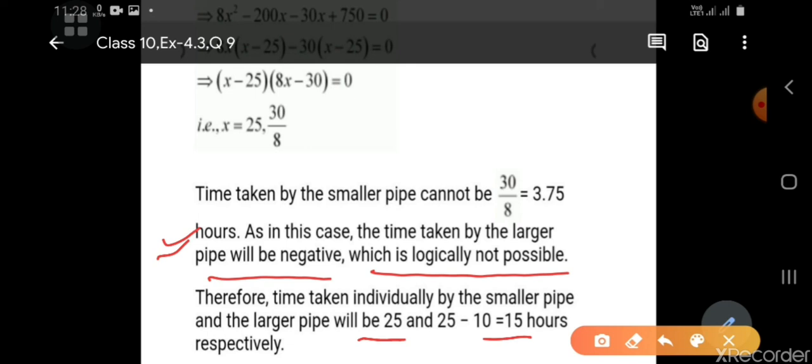Hence the value of x we will take as 25, and it is clear that the smaller pipe will take 25 hours and the larger pipe will take 15 hours.